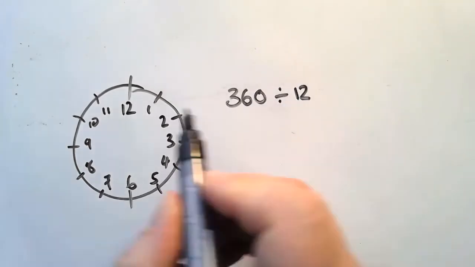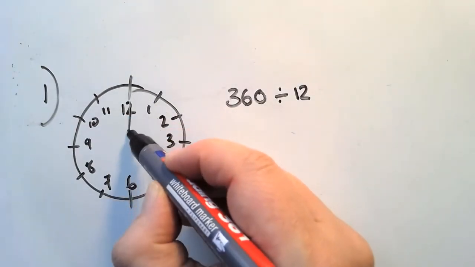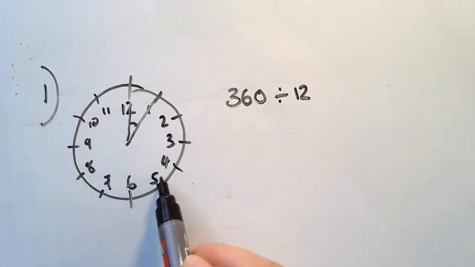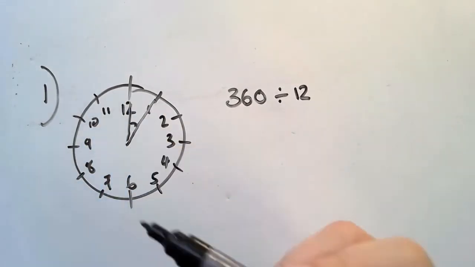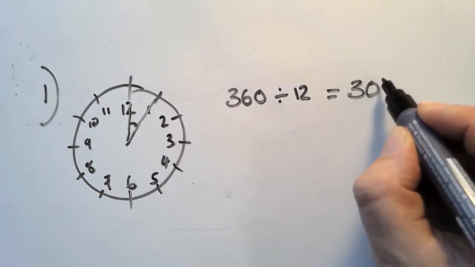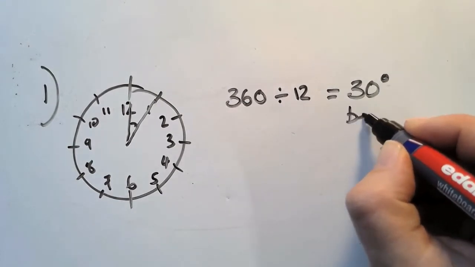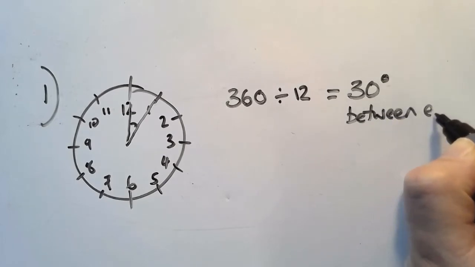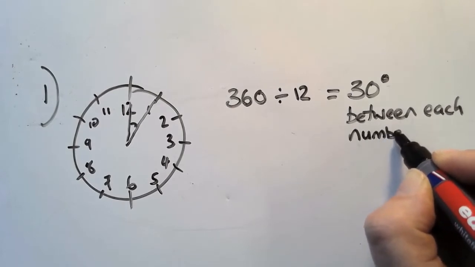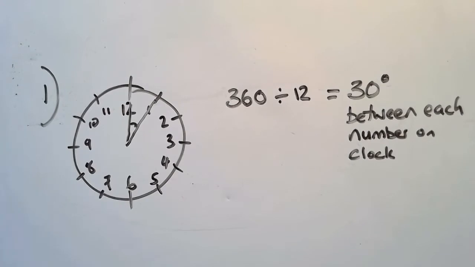There are 360 degrees in a circle. I want to know what each of these angles are here. I do that because there are 12 equal slices of this pizza, say, 12 equal bits, slices. Then we've got 30 degrees between each number on the clock.